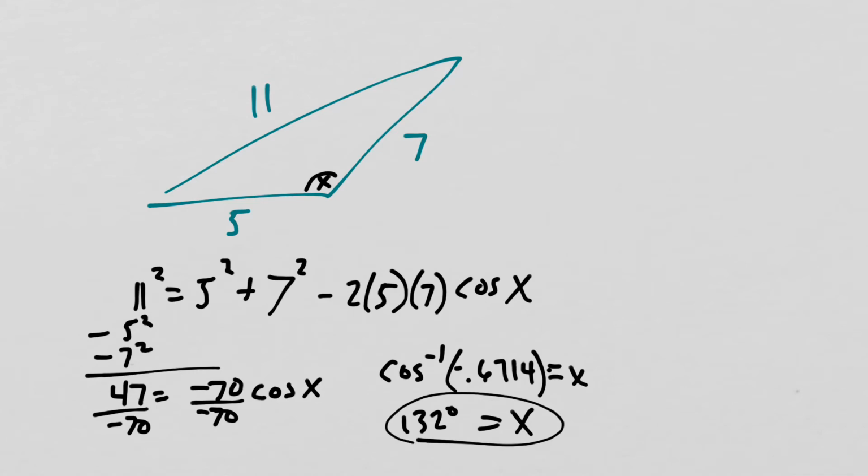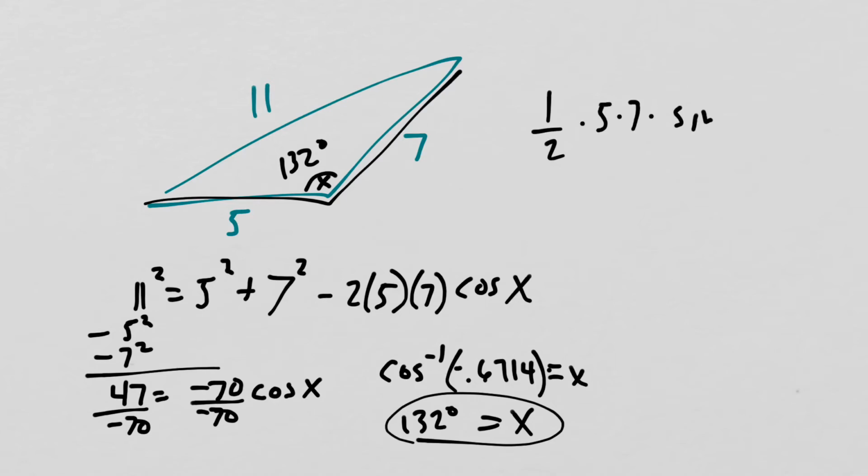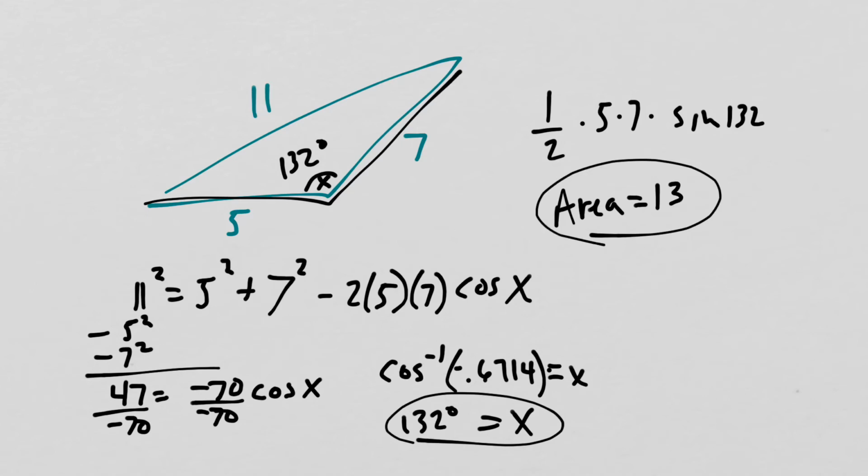So now I have my angle. So with my formula, I have side, my angle, and my side. So 1/2 of 5, 7, and sine of 132 multiplied together. So 0.5 times 5 times 7 times sine of 132 degrees, and I have an area of 13.01, but we can just round it to 13 for now.